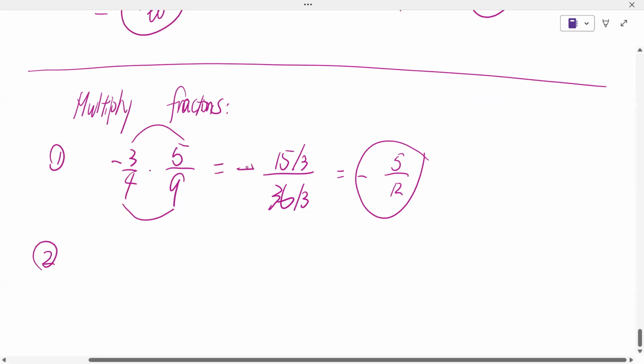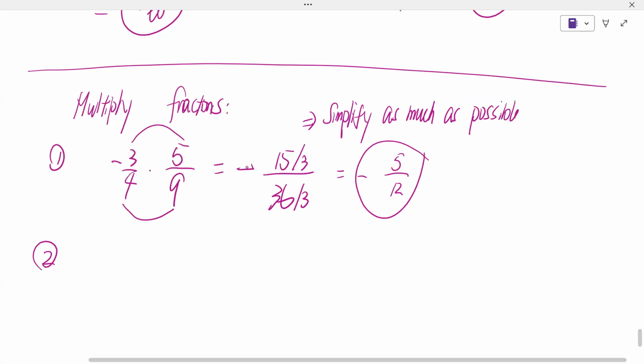Wait, why are we dividing by 3? Because both 15 and 36 can be reduced by 3. Oh, okay, simplify. Basically simplify as much as possible. Very good, that's a good question. We should always do that. Once we get to a certain result, it may not be the final result. It may require some modification or simplification before we reach the final result.